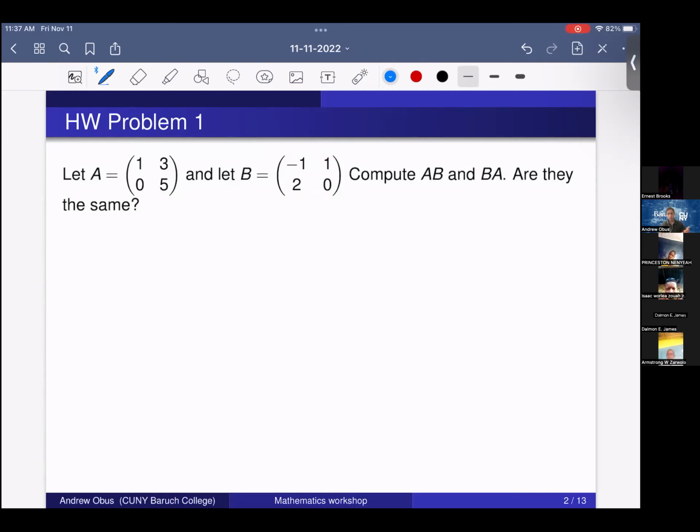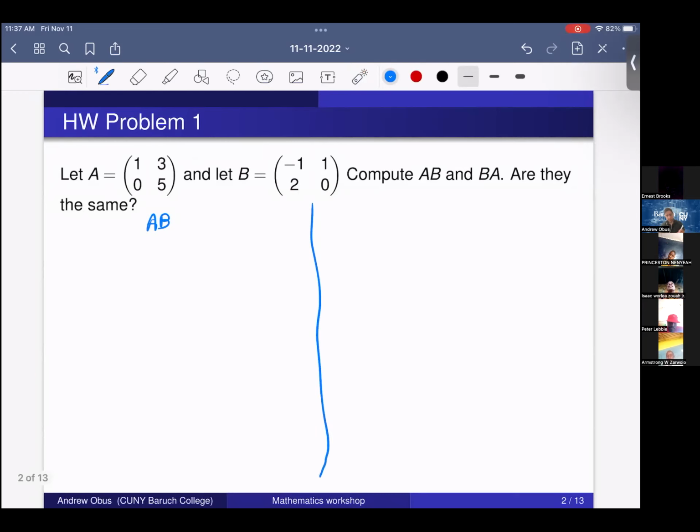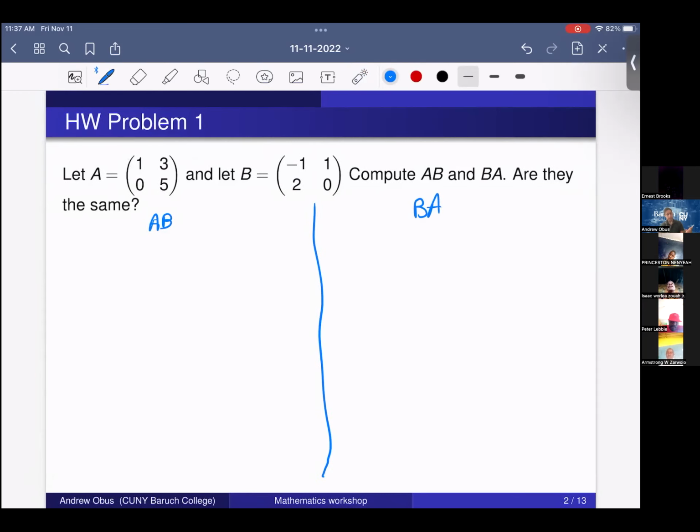First we're going to do AB on one side, and then we're going to do BA on the other side, and we're going to see if they come out the same. Multiplication of numbers is always the same no matter which order you do it in. If I have two numbers, x and y, x times y is equal to y times x. But let's see if this happens with matrices.